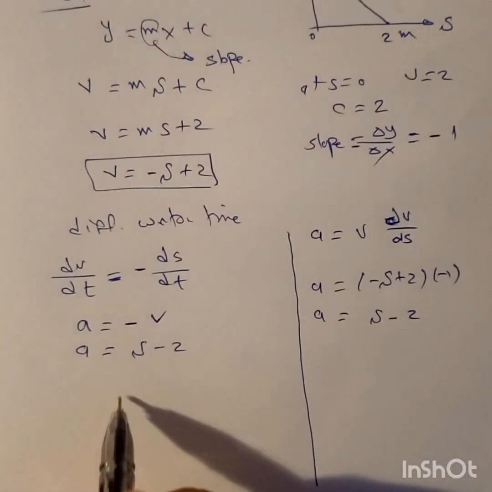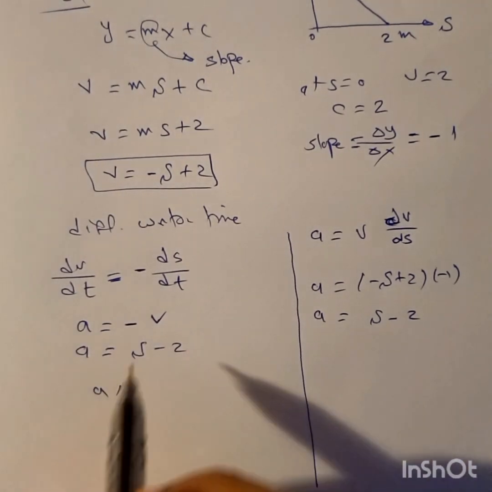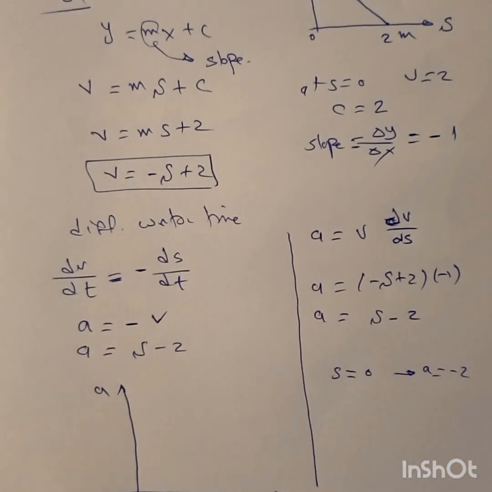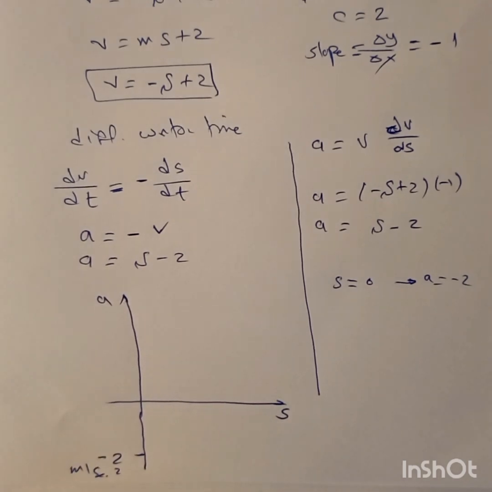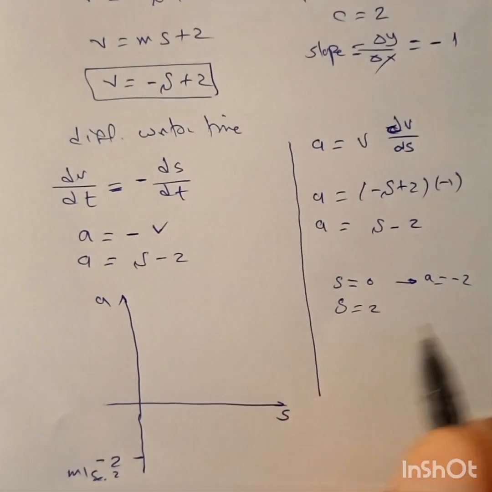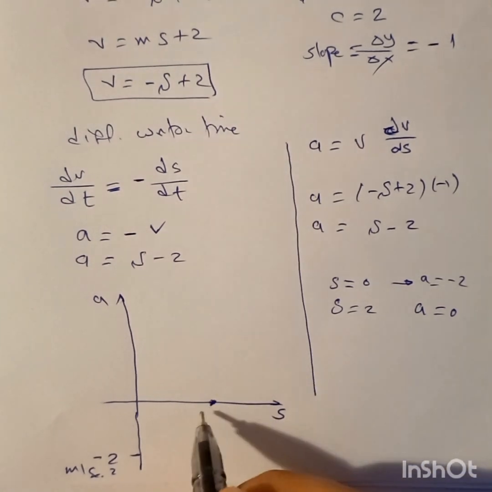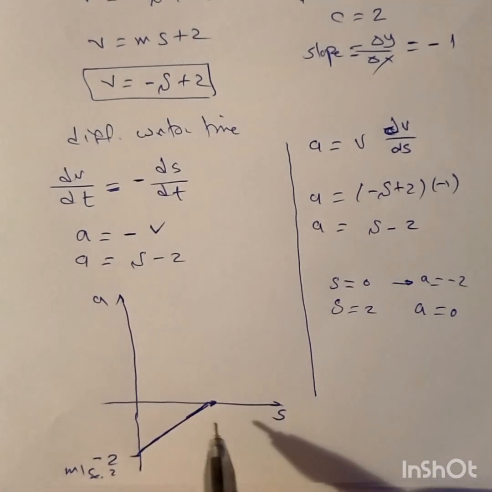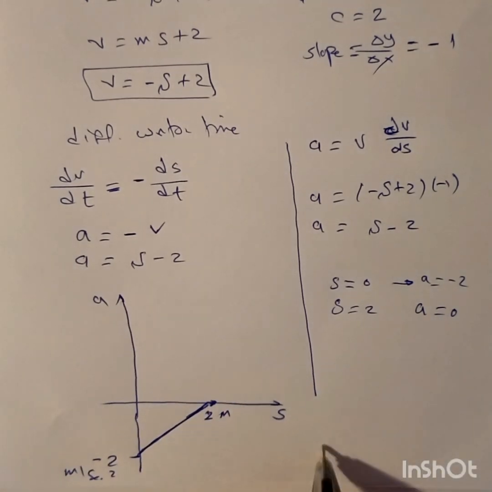We can represent this equation by this sketch or curve. Here we have a and we have s. When s equals 0, then acceleration equals negative 2, meters per second squared. Then at s equals 2 meters, acceleration equals 0. Then here 2 and 0. This is the curve representing the relation between acceleration and displacement, corresponding to the given one, and this is what was required.